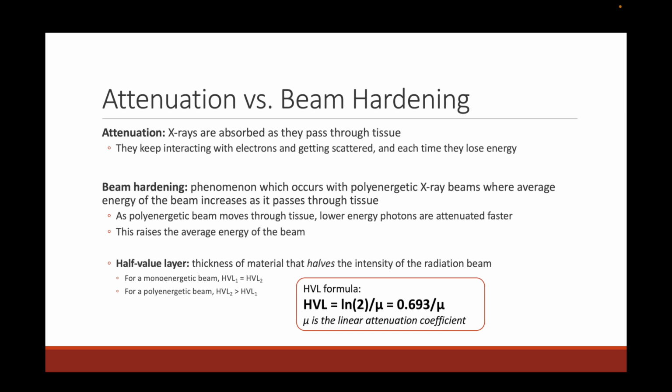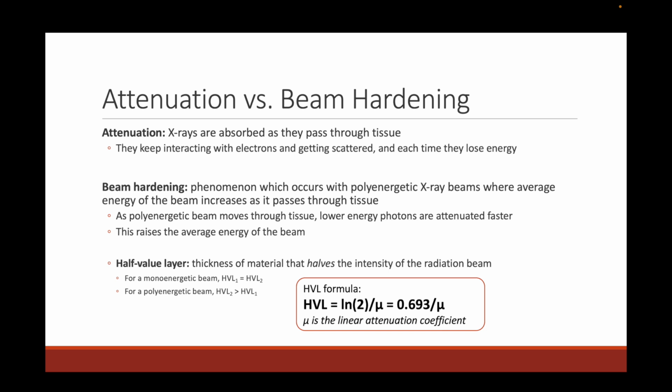And so as you go deeper and deeper into the tissue, that will then raise the average energy of the beam for a polyenergetic beam. And that phenomenon is known as beam hardening. So when we say the beam is hardened, that basically means it was a polyenergetic beam, and now the lower energy photons have preferentially attenuated off faster just by virtue of having lower energy. And so now the photons that are left to travel through the tissue have a higher average energy. So that beam is said to be hardened. And the way that we can measure this is a concept known as a half-value layer, or in other words, the thickness of a material that will halve the intensity of the radiation beam.